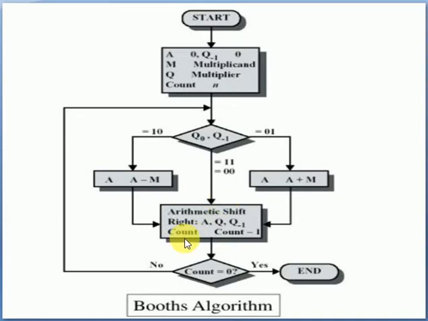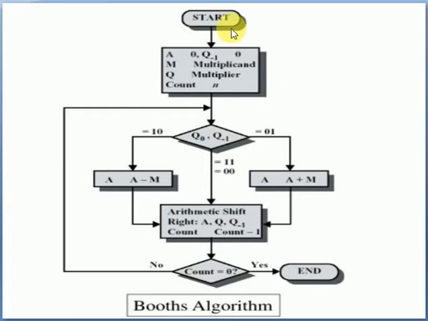Okay, and then decrease the value of count by 1, and then check if count value is 0. If yes, then we have to stop here. Okay, this is the flow chart of the Booth algorithm.